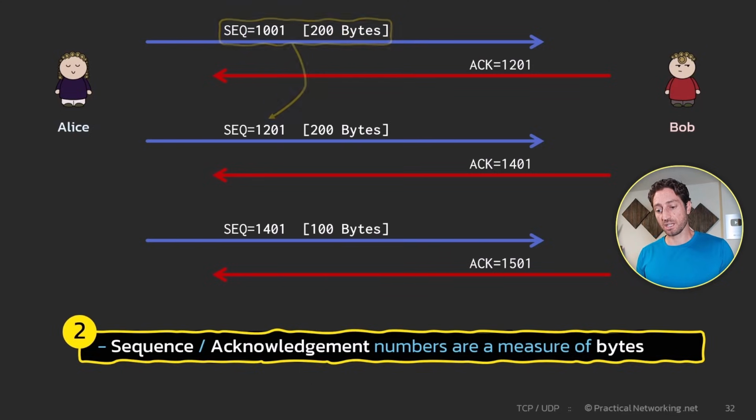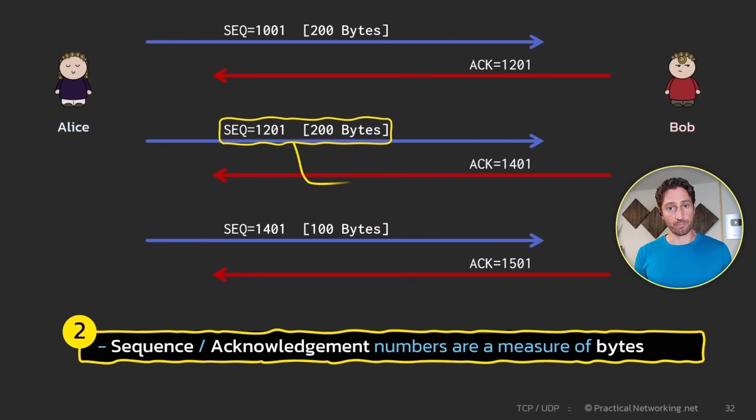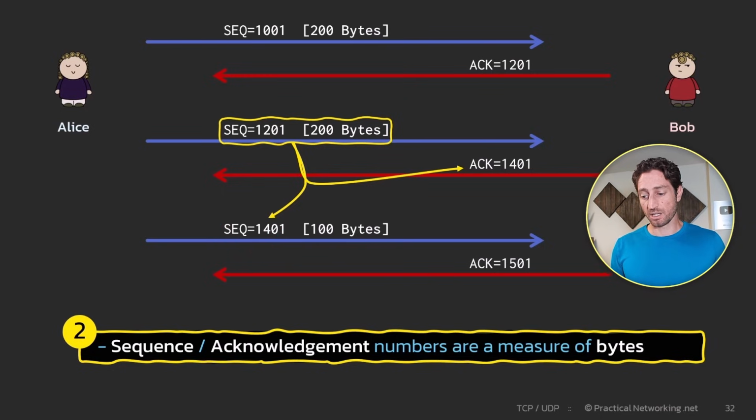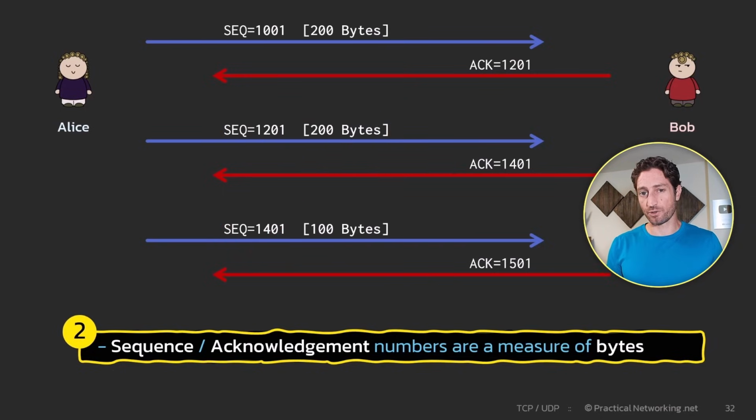You'll see this again in the next exchange between Alice and Bob. Notice 1201 plus 200 is going to equal 1401, which is the acknowledgement number Bob used to confirm reception of this segment, and the sequence number that Alice is going to use for the next data packet. Now let's explore that exchange a little bit further, because I really want to drive this point home.